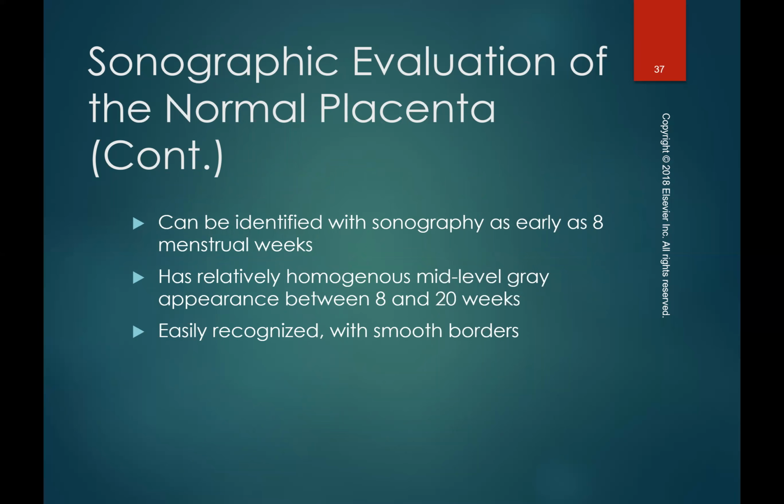Can be identified with sonography as early as 8 menstrual weeks. You can see a little bit of the placenta, but we don't really evaluate the placenta that much in the first trimester. We wait till the second trimester to really evaluate it. And it usually is hard to miss because it's a large area. It has a homogeneous mid-level gray appearance between 8 and 20 weeks. So it's just a very nice, smooth mass.